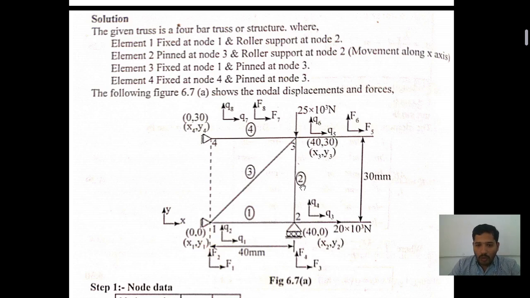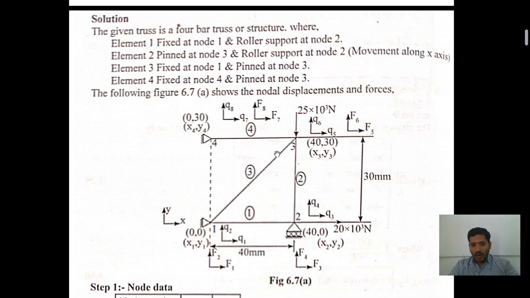Clear? Come to element 2. In element 2, there is a pin at node 3 as well as the roller support at node 2. Clear? Now come to element number 3. If you observe, joining the third node to the first node forms the third element. Is it right? The element 3 is fixed at node 1 and pinned at node 3.